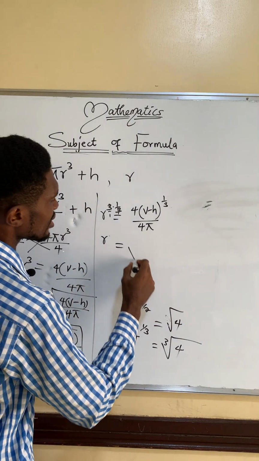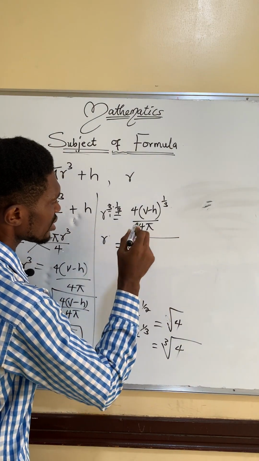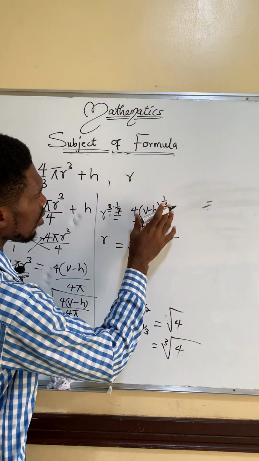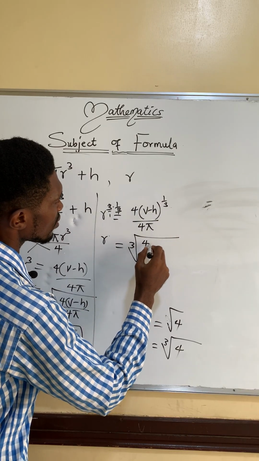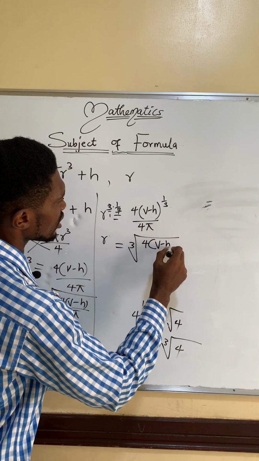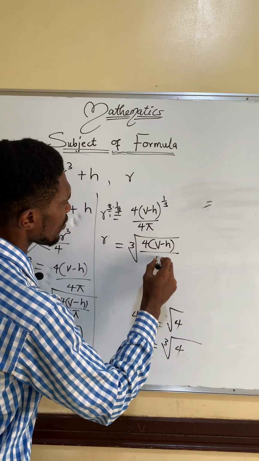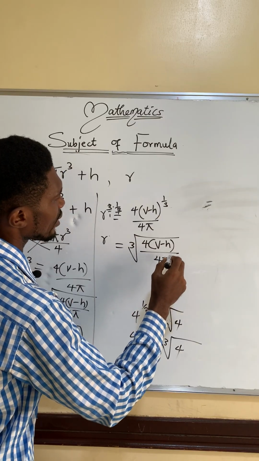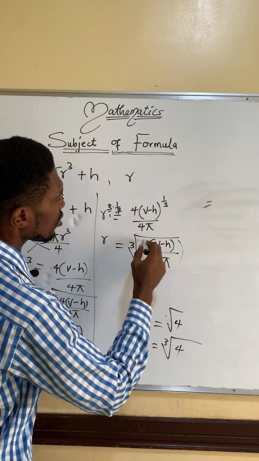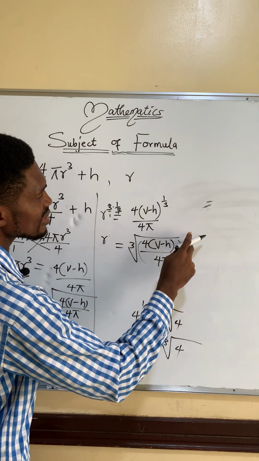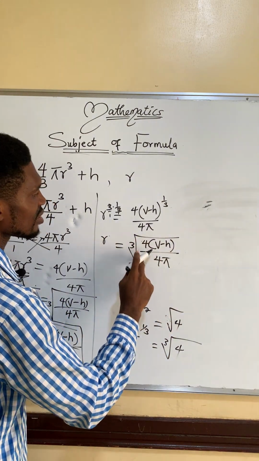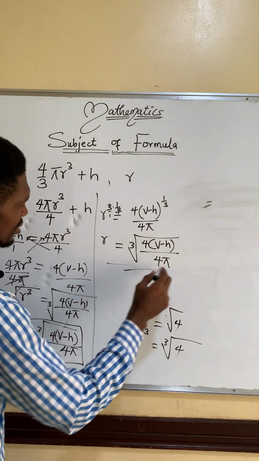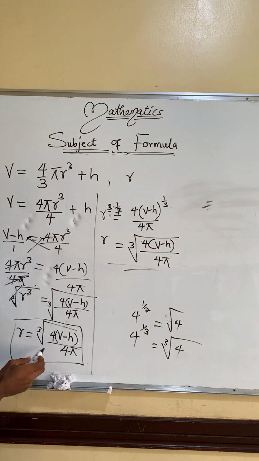So in this case, here, you put it here, cube root, all over the entirety here, we have 4 into bracket V minus H over 4 pi. Now, all raised to power 1. But then, since anything raised to power 1 gives you the same value, so you stop at this. So this is the answer. So you can see what you have here is same as the same thing you have here.